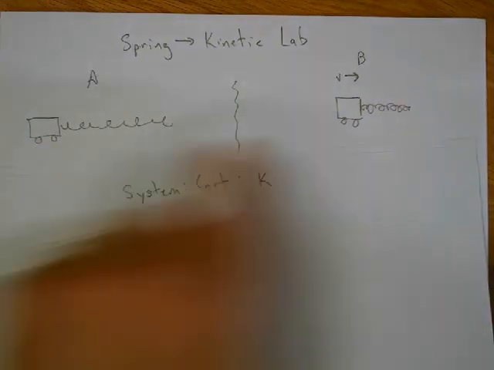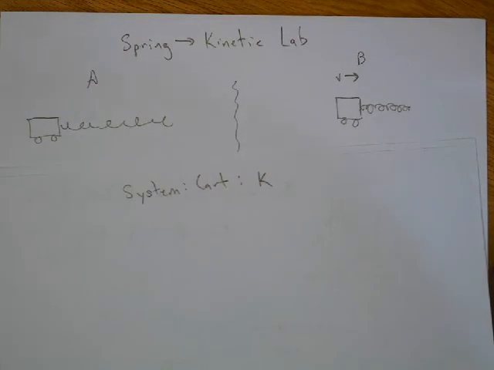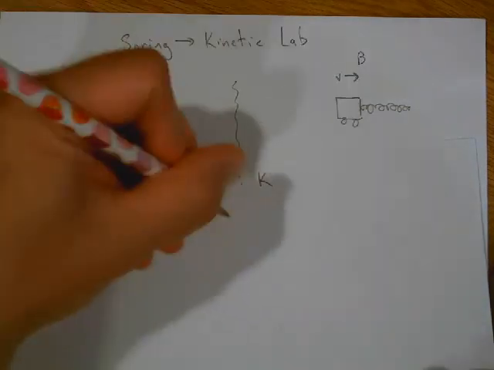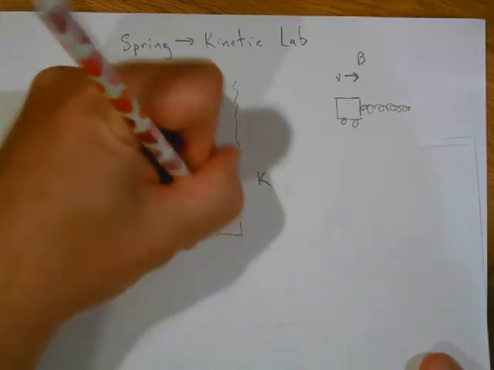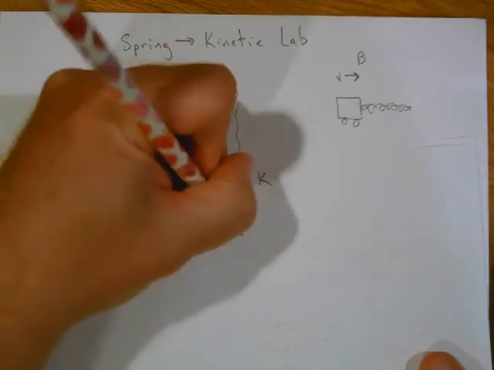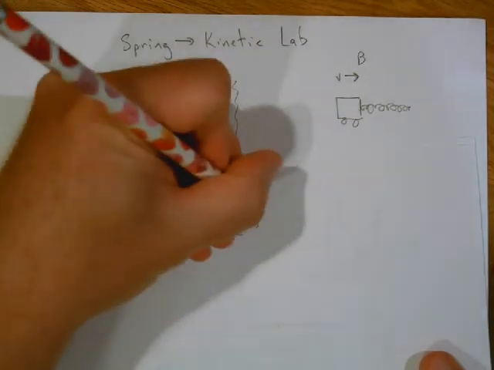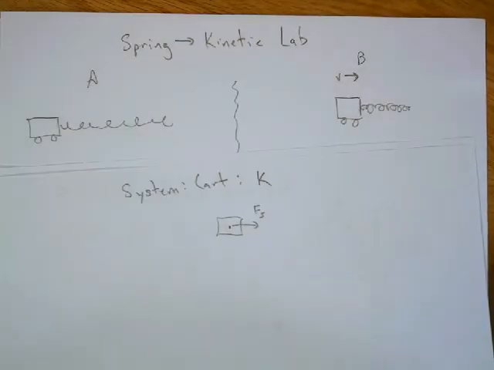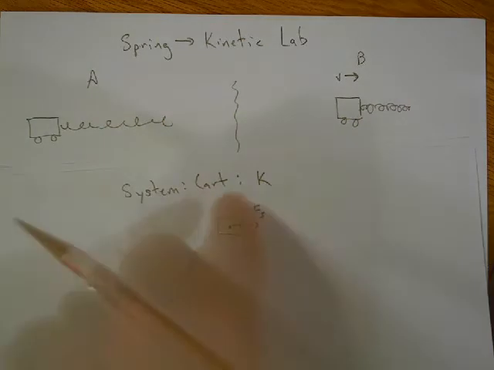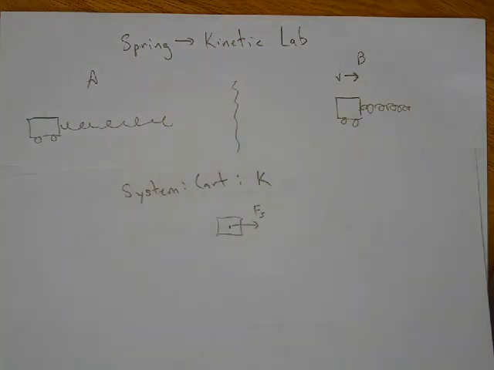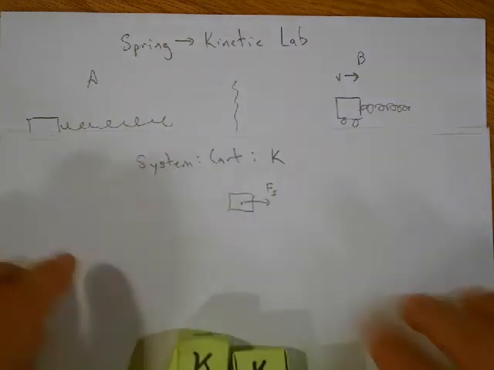Now, as it goes from A to B, if I was to draw an FBD, here's my cart. There is a force from the spring going that way on the cart. That's an outside force to my system, because my system is just the cart. That force is parallel to the direction it's moving. That means it's going to do work, which means it's going to add energy. What type of energy is it going to add? Well, it's going to add some kinetic.